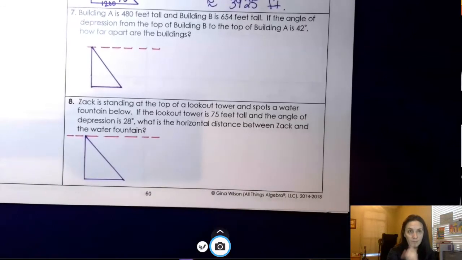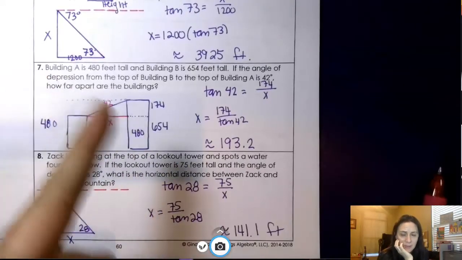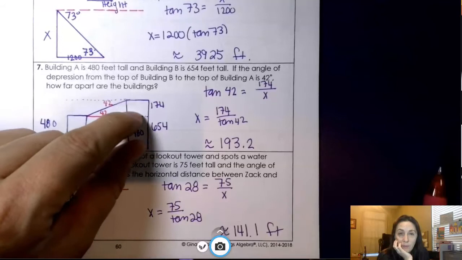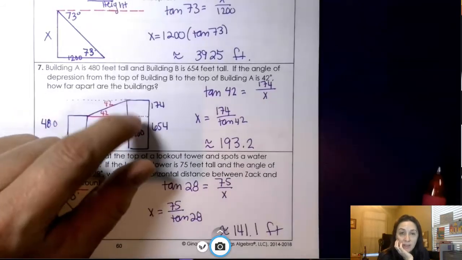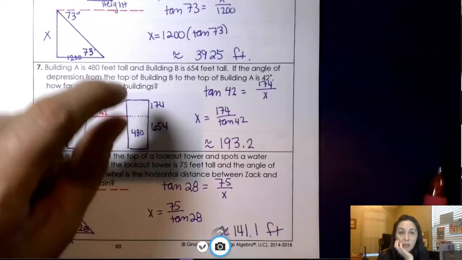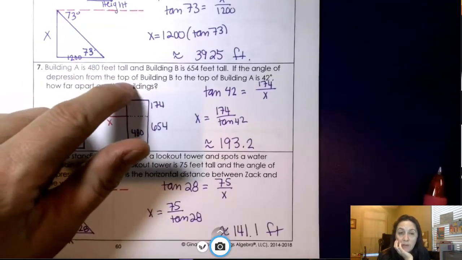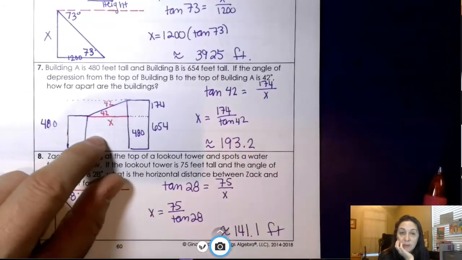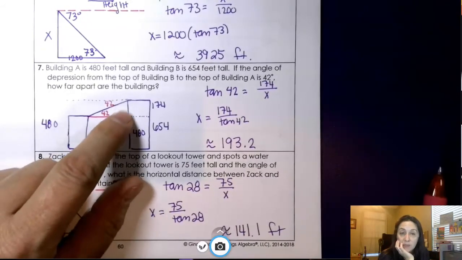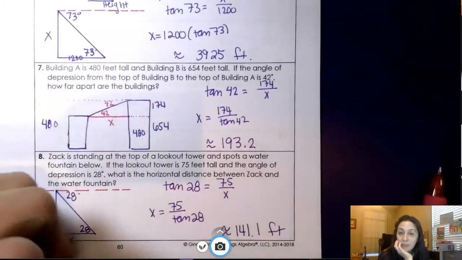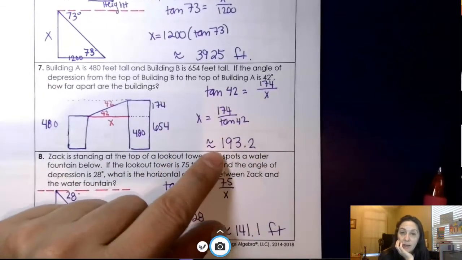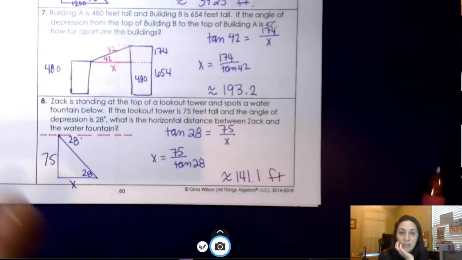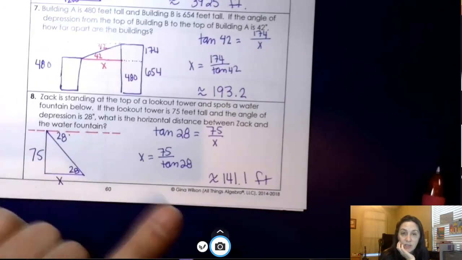Number 7 was a little bit tricky once I started looking at it. I erased my triangle. I drew 2 buildings, a 480 and a 654. How much taller than the 480 is it? It's 174 more feet. So this distance up here is 174. If the angle of depression from here to here is 42, and I want to know how far apart the buildings are, I'm using 42, x, and 174. Opposite adjacent is going to be tangent of 42. I ended up with 193.2. Down here, this one was pretty nice. Opposite adjacent tangent, I ended up with 141.1.